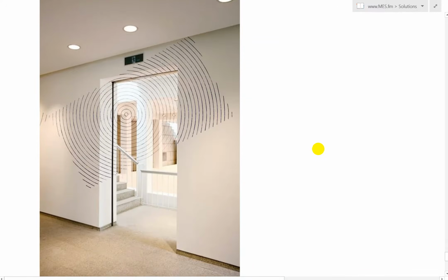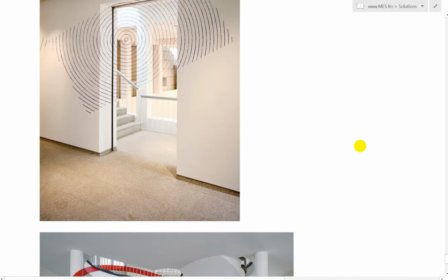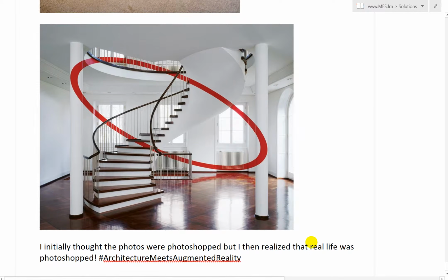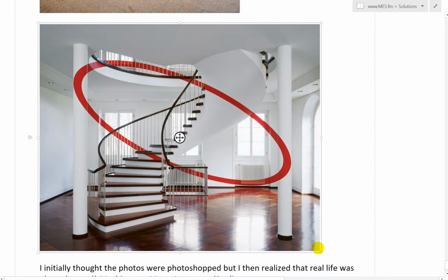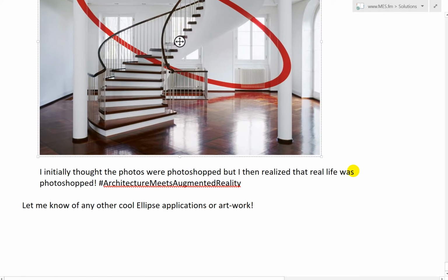Now here's another example. If you go to this angle, it looks like it's literally standing out in 3D space, but as you can see, these are all just painted across in such a way that at one angle it will look really cool. I just wanted to show that because I found this oval there. This looks like just a giant oval someone drew on this photo, but in fact it's painted on the pillar and the wall in such a way that only from this view you can see that ellipse. I initially thought the photos were Photoshop, but then I realized that real life was Photoshop.